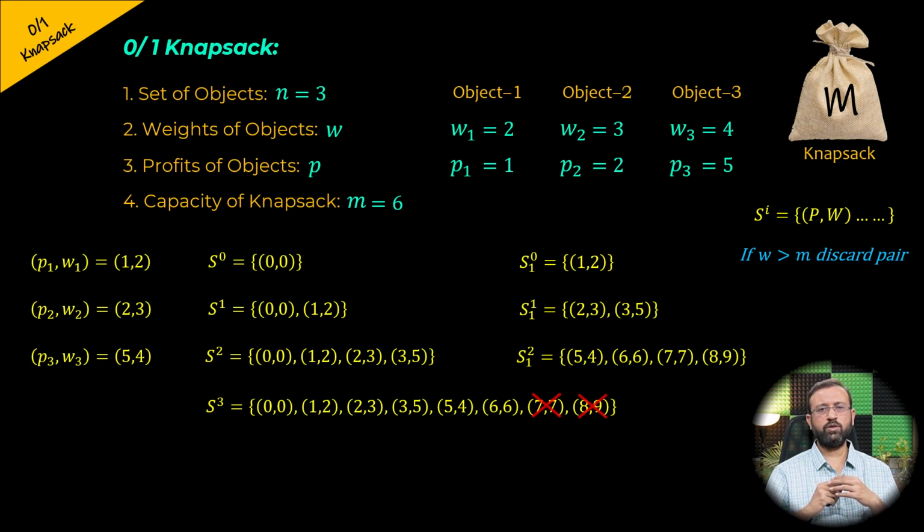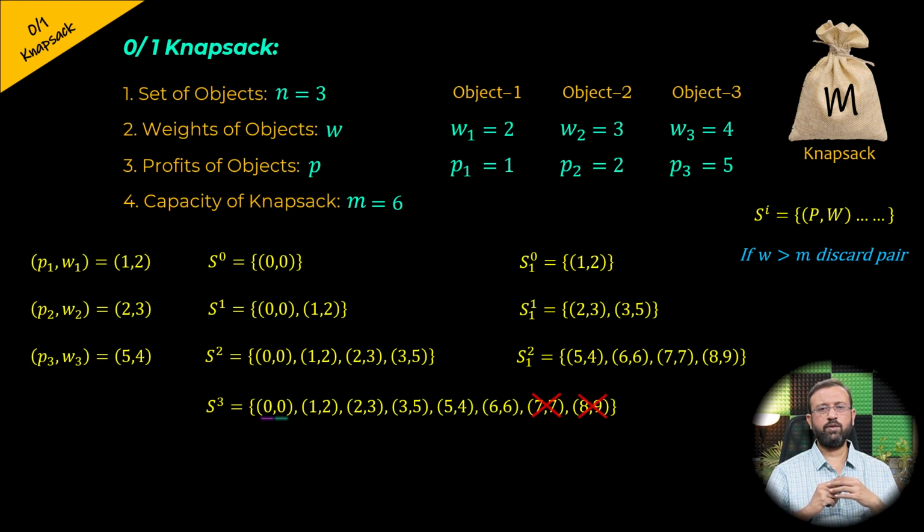Then we also need to compare the profits and weights of every two subsequent pairs and decide which pair to purge or discard. For example, the profit of the first pair is 0 and profit of the second pair is 1. So profit is increasing as well as the weight of the first pair is 0 and weight of the second pair is 2. So even the weight is increasing. Therefore the pair 0, 0 is part of the set S3.